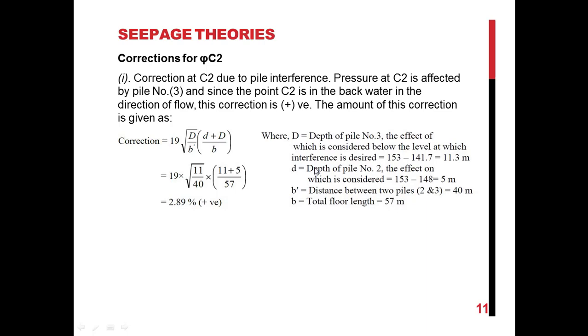Also small d, the depth of pile number 2, the effect on which is considered, is 153 minus 148, equal to 5 meters. B dash is equal to the distance between the two piles, sheet pile number 2 and sheet pile number 3, which is 40 meters, also given in the figure. The total width of the floor B is equal to the total floor length, 57 meters. So putting these values in the correction equation, we will get the correction for phi C2 equal to 2.89%, and this is positive since C2 is in the rear or back side of water, or in the back direction of flow.